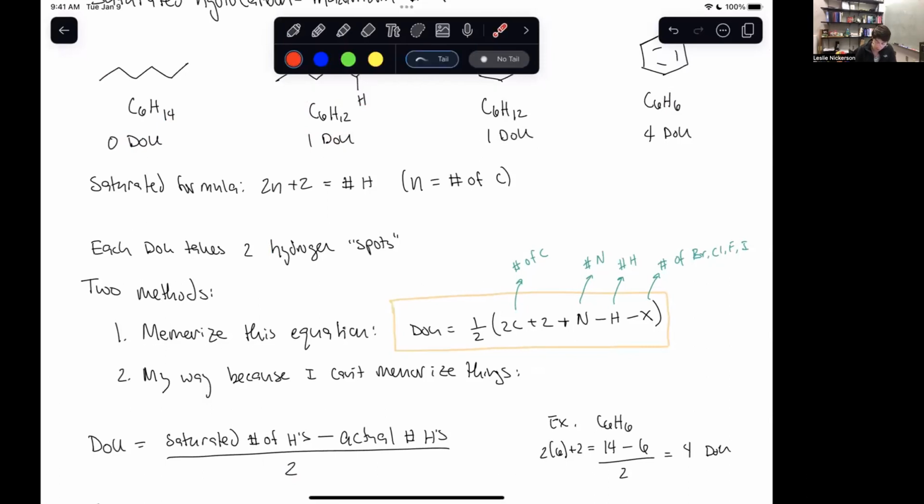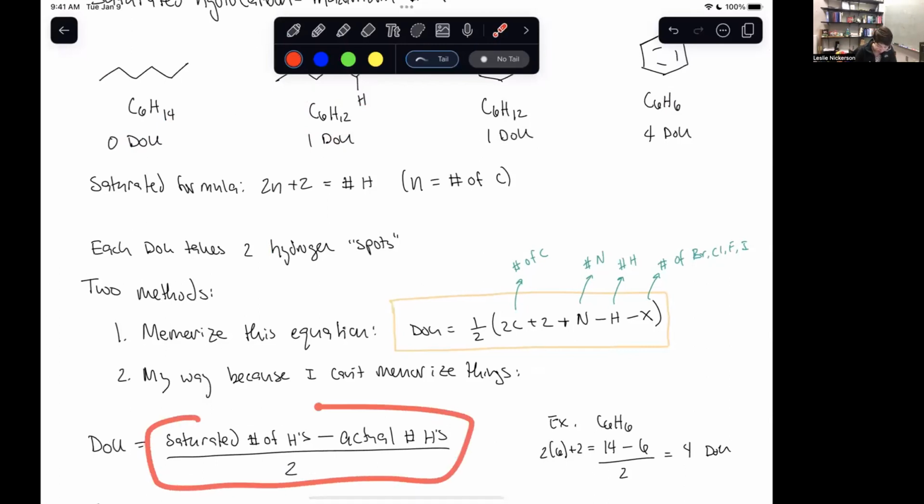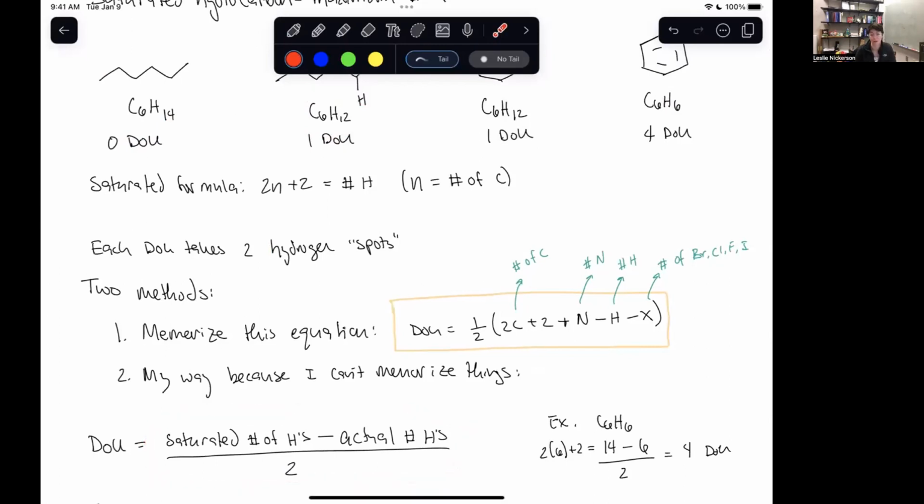So that's a case where I kind of know this one because I know that it takes 2 hydrogens from the saturated case for each degree of unsaturation. So that's really what I'm aiming for here, is then I can just remember that, and that's much easier for me to remember than this one. But if this works for you, go for it. You just do whatever is going to work for you.